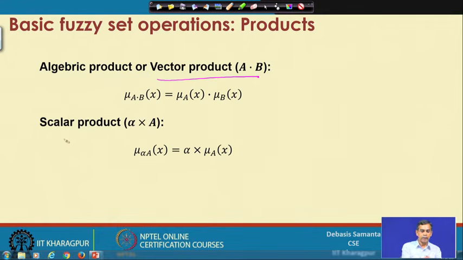Now, like the vector product, there is a scalar product, where alpha is a constant. Alpha is a constant, usually with a value between 0 and 1, both inclusive. The scalar product of the fuzzy set A is denoted by the formula mu alpha A of x, where alpha A is basically the scalar product of the fuzzy set A, and its new membership value is defined as the product of alpha and the membership value of the function A of x.